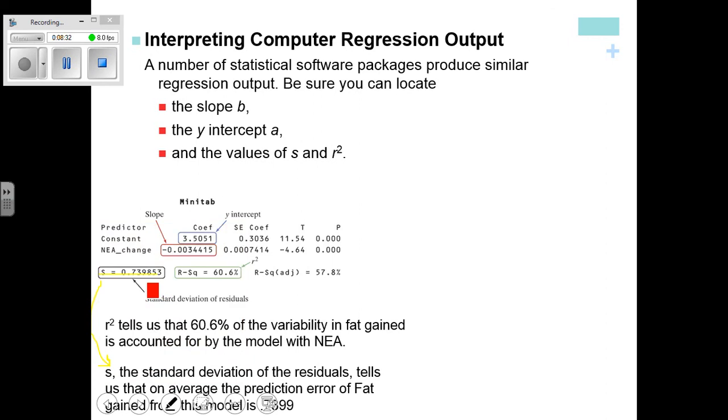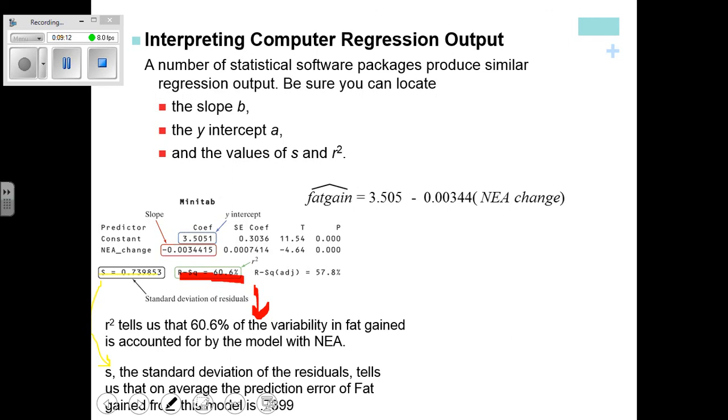This value, R squared, is your coefficient of determination, which is interpreted right here. R squared tells us that 60.6% of the variability in fat gain is accounted for by the model with non-exercise activity. That's kind of the little sentence we're going to use to talk about R squared, and we discussed this in class. We'll see it again on the next slide. It's discussing that improvement by adding that X value in the variability. We'll look at that in a minute.